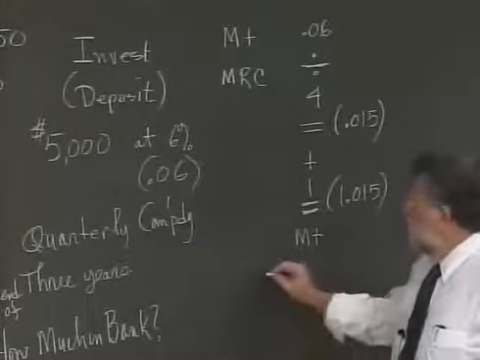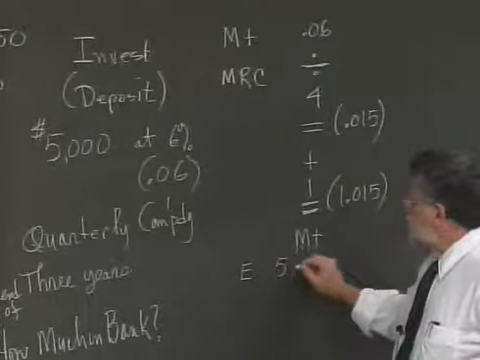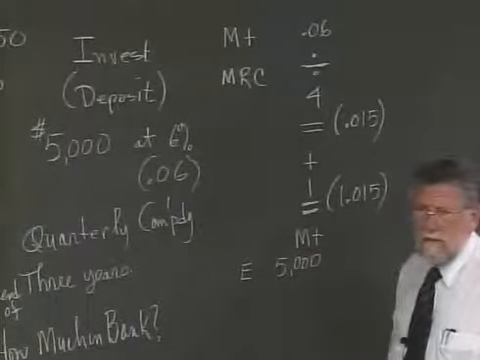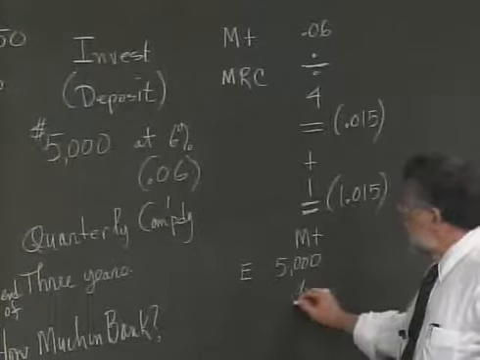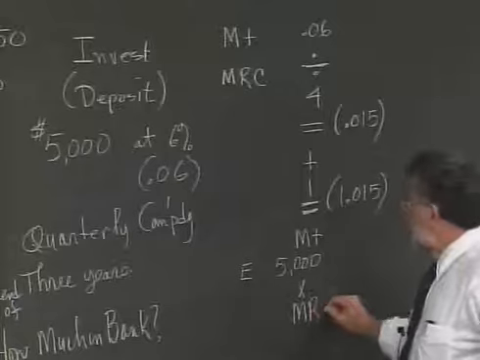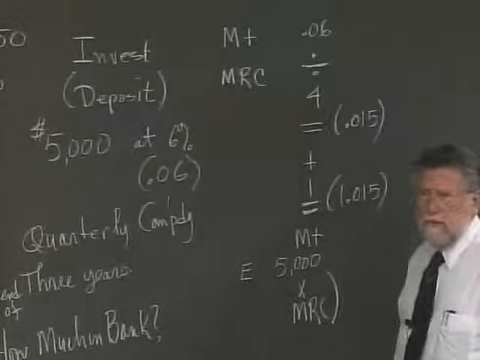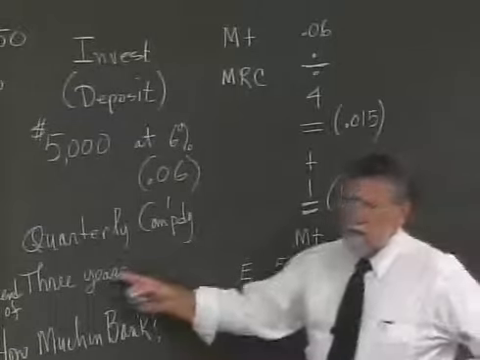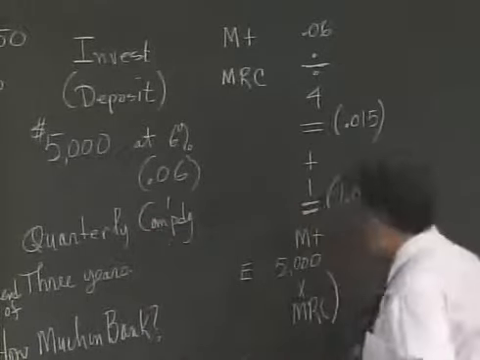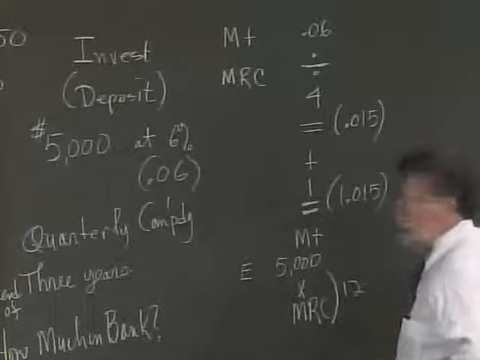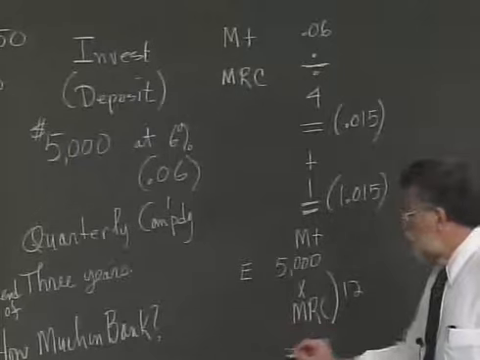Now I'm going to enter my $5,000. Then I'm going to hit times MRC. How many times? Be careful. 3 years, compounding quarterly. So what? 12. So I do this 12 times. And then hit what? The equal sign.